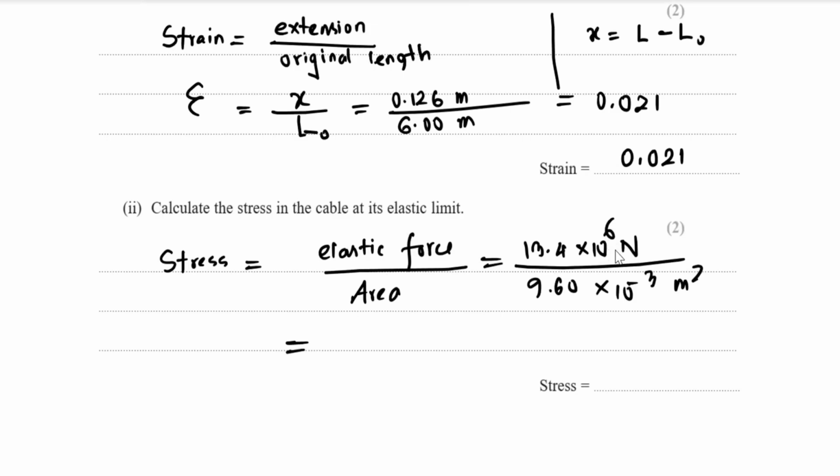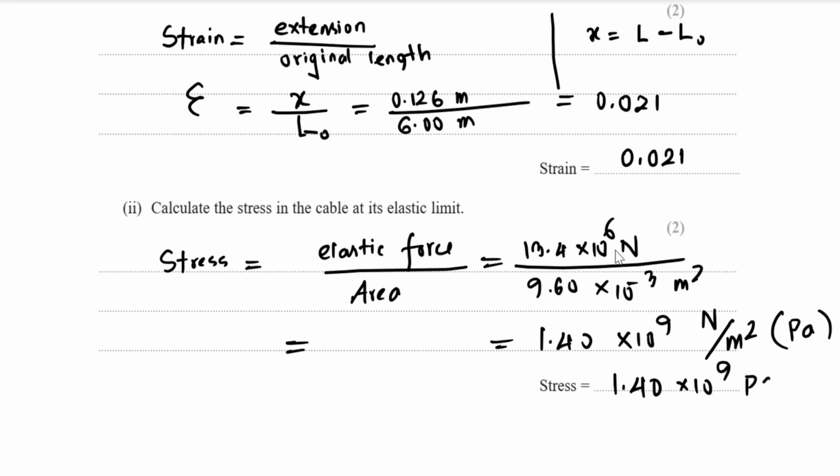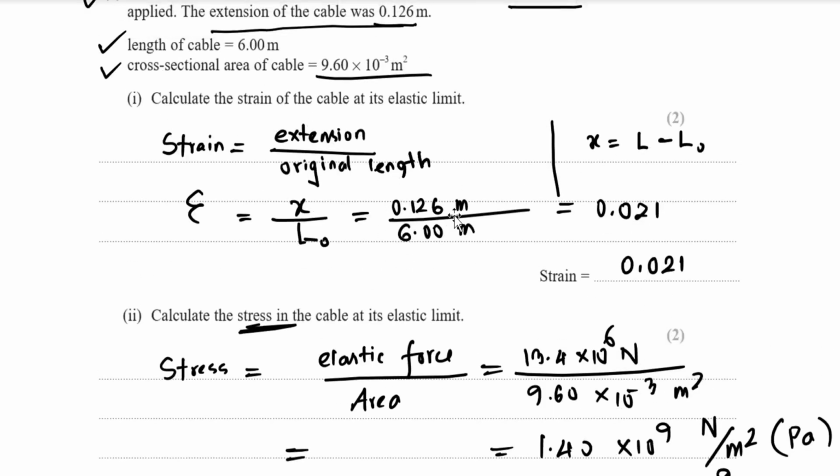So after calculation, 1.40 × 10^9 Newton per meter square. This is the unit of stress. We also use Pascal, so we can use 1.40 × 10^9 Pascal. Pascal is the unit of stress. Remember, the unit of stress is Pascal or Newton per meter square. On the other hand, strain has no unit because it is the ratio of the same thing.